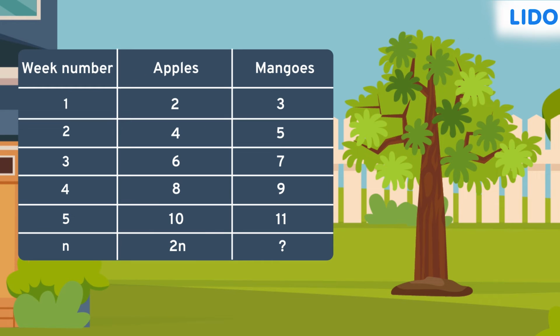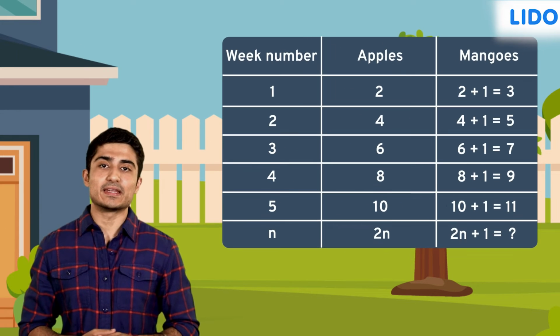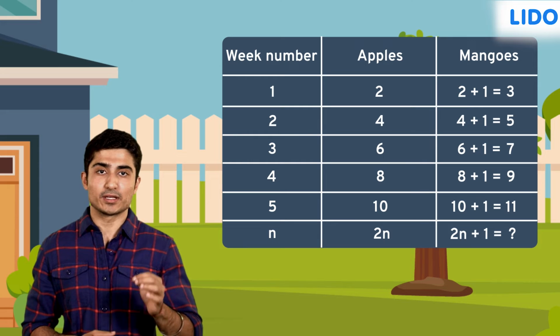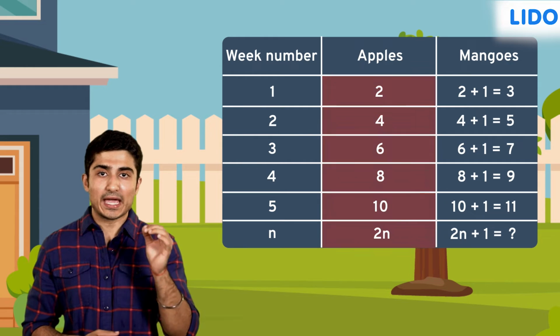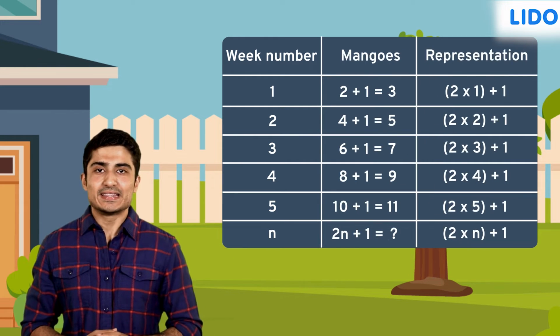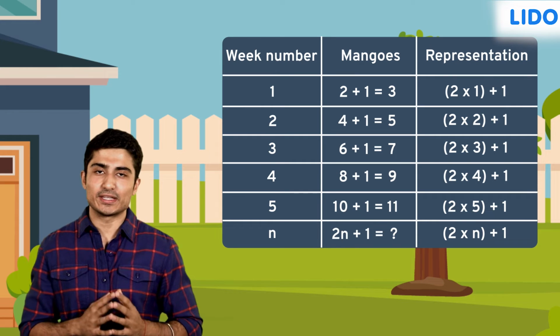Let's look at the mango tree and the number of mangoes it bears each week. Observe that there is 1 more mango grown each week on the mango tree than the number of apples on the apple tree. How many mangoes will the tree bear in the nth week? We can represent the number of mangoes the tree bears in a particular week as the sum of apples in that week plus 1. This can further be simplified as shown in the table.